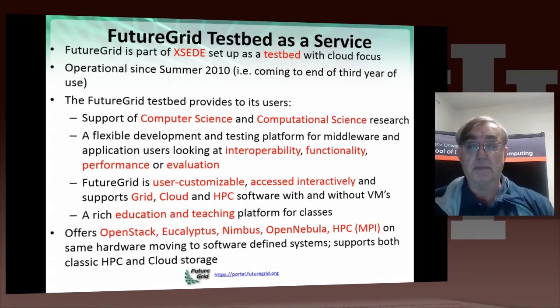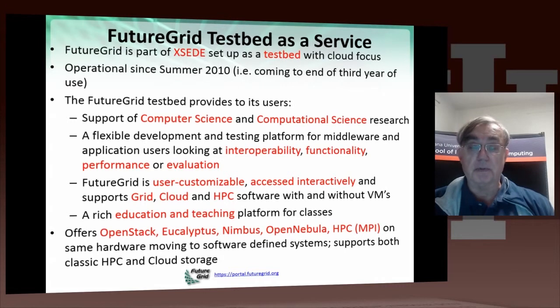The FutureGrid testbed provides to its users the support of research, and that research goes all the way from fundamental computer science through very applied applications, which is commonly called computational science. It provides a very flexible platform for both developing and testing systems and for looking at issues like interoperability, functionality, performance of software, and evaluating different technologies against each other.